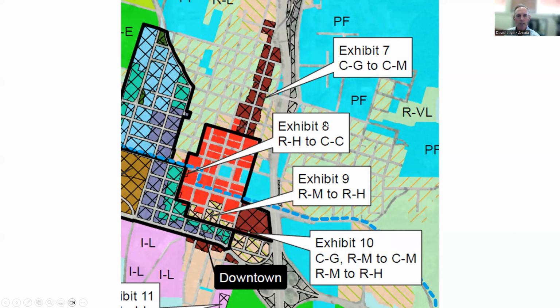But you also see that there are, within these exhibit callouts, several indicators showing that, for instance, residential high is going to central commercial on this parcel. Sometimes it's a group of parcels, such as exhibit 10, which would have shown commercial general and residential medium going to commercial mixed. These are all recommendations of the Planning Commission incorporated into this map at this time.